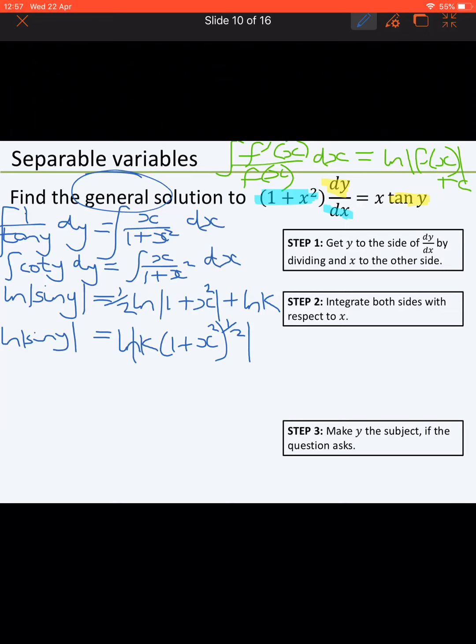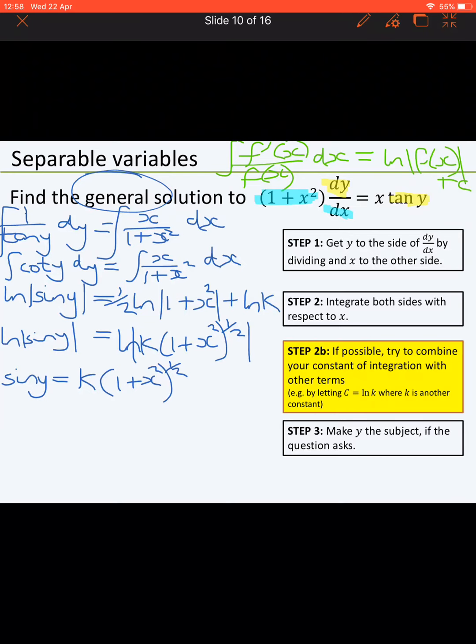Now when I take the exponential of both sides, essentially I'm getting rid of the logarithm. So it becomes sine y equals k times 1 plus x squared to the power of a half. Okay, and k is that constant that we had earlier on. And that is a much neater way of dealing with that constant of integration. I am going to leave it like this. I could make it y equals by putting an arc sine on the right hand side, but if the question doesn't say explicitly that I have to make it y equals, I think it's actually neater to leave it as sine y equals. So that's your answer for that one.